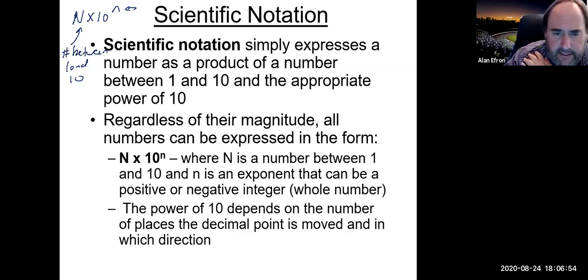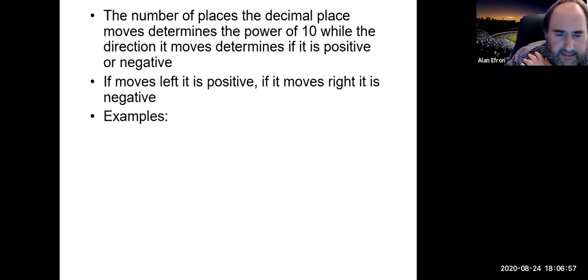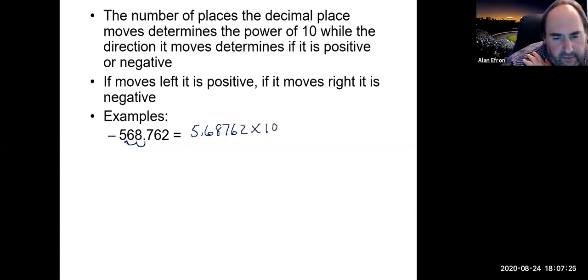So let's take a look at some examples here. These are not negative, that's just PowerPoint, so we'll just look at these numbers here. So 568.762. Here we would need to move the decimal place 1 and 2 places to the left to get to a number between 1 and 10. So that would give us 5.68762 times 10 to the 2. If I move the decimal place to the left, it's a positive exponent. If I move the decimal place to the right, it will become a negative exponent.